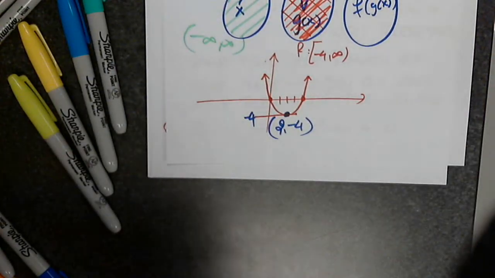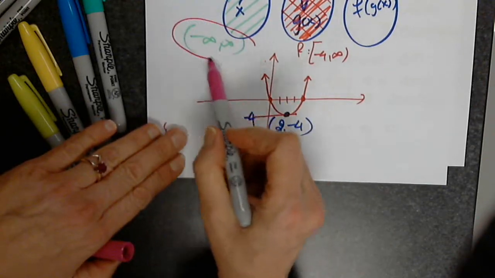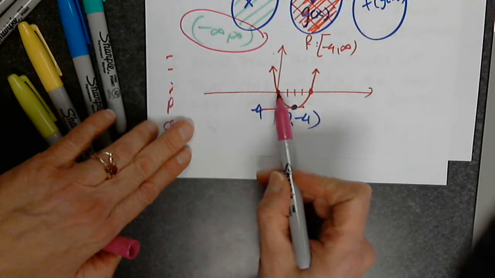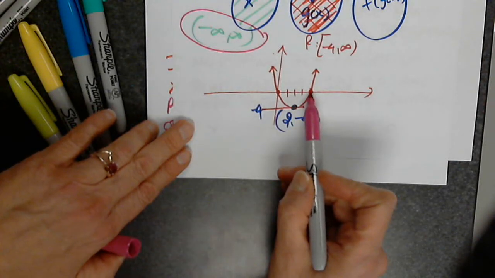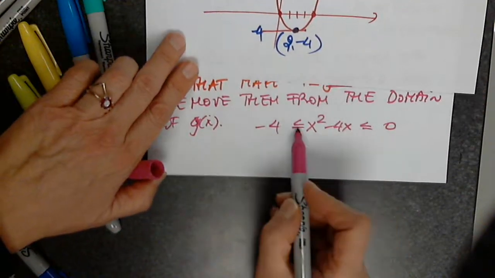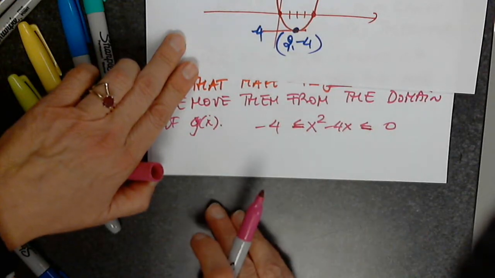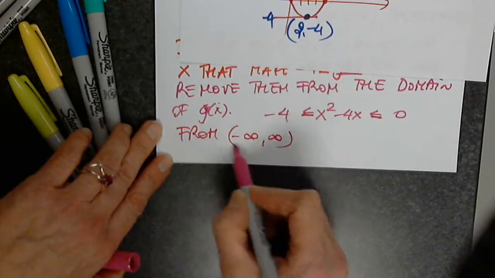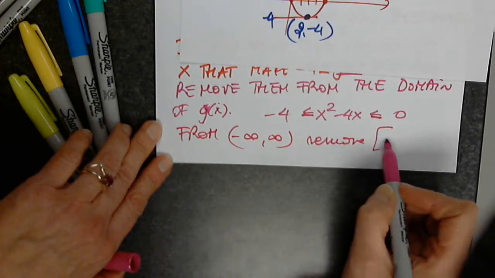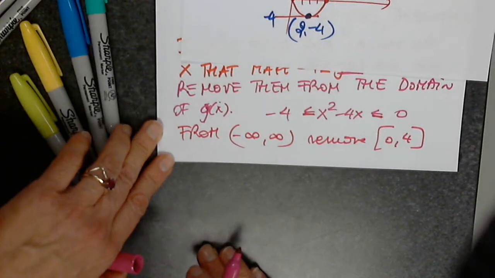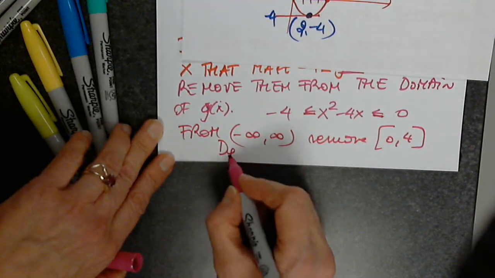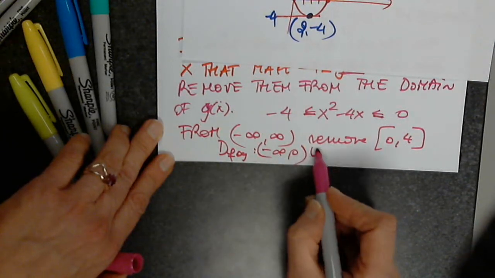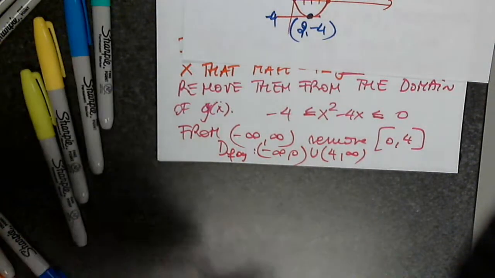So all I have to do now is say from here, I will have to remove 0 to 4. Including 0 and including 4 because I have the equal symbol. So from negative infinity to infinity, remove 0 to 4. So the domain of f of g is negative infinity to 0, union 4 to infinity.